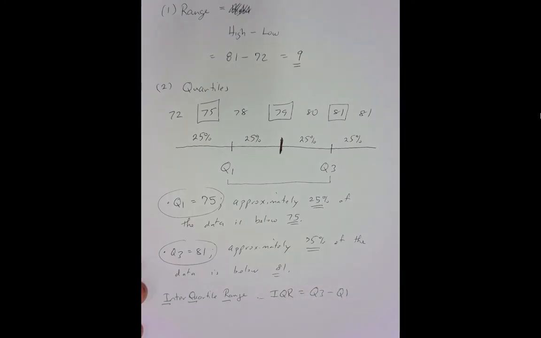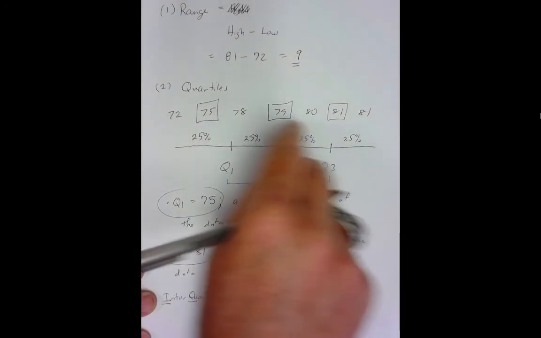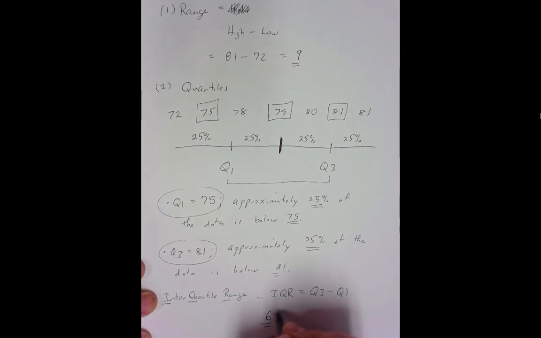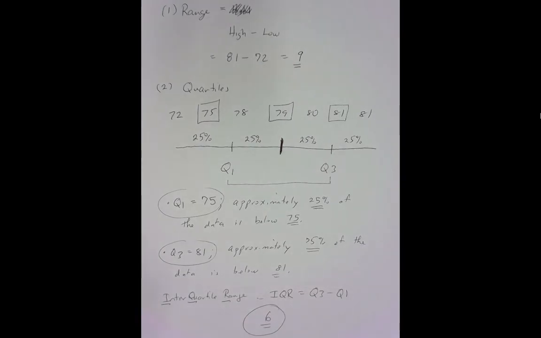If you can subtract, once you find Q3 and Q1, to find the IQR, all you need to do is subtract the two. Q3 is 81. Q1 is 75. 81 minus 75 is 6.